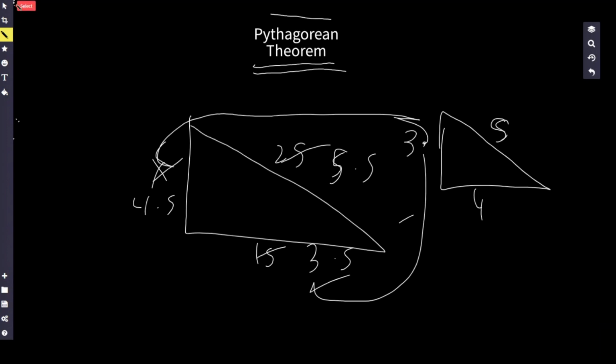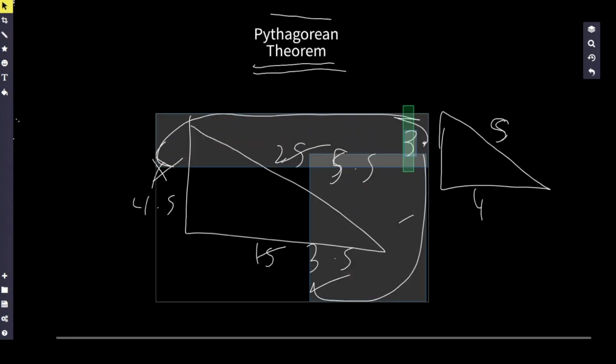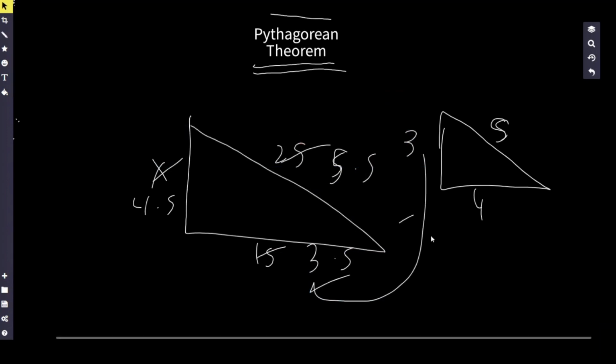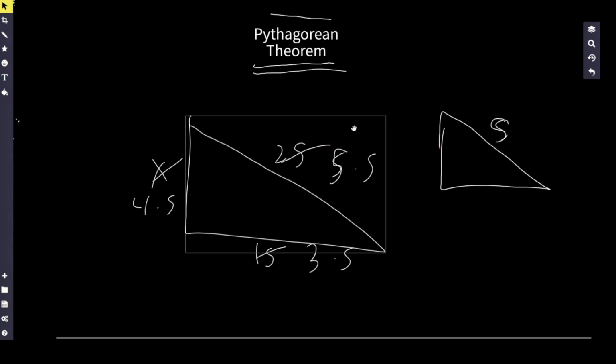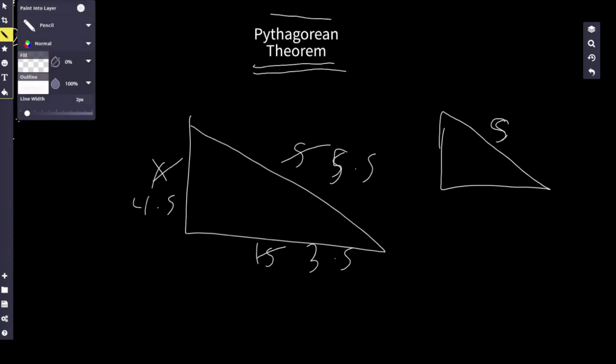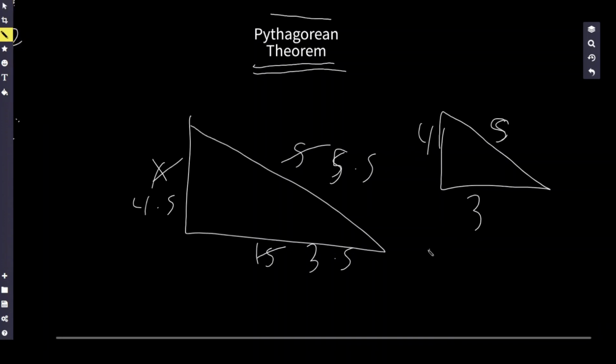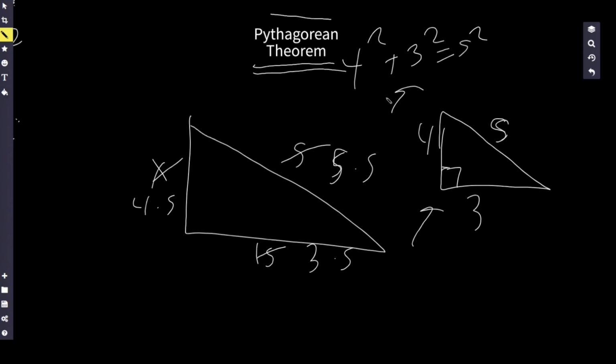But the truth is, that doesn't really matter, because when we're talking about 3, 4, 5 triangles, the legs don't really matter where they go. If this was 4, and this was 3, this would still be similar, because 4 squared plus 3 squared is still equal to 5 squared. And you know how I was talking about before, where the legs are doesn't matter? This is the same concept.